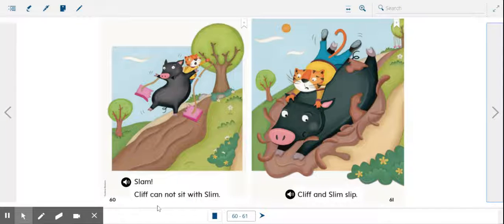Slam. Cliff cannot sit with Slim. So look, they were on the swing and Cliff couldn't sit on the swing with Slim. Look what happened. It broke. And it looks like they then slid down the muddy hill. Cliff and Slim slip.